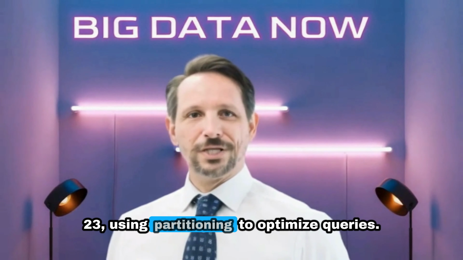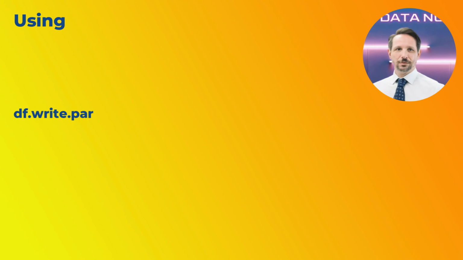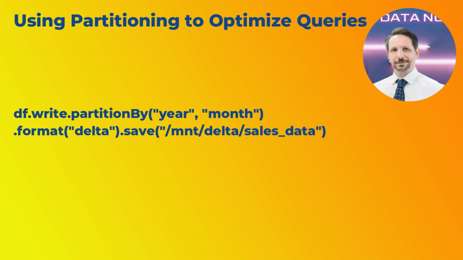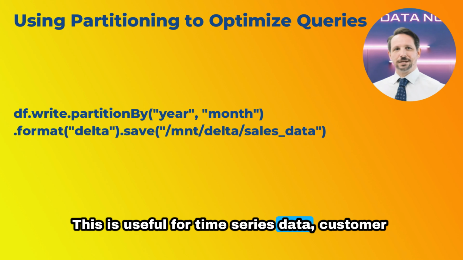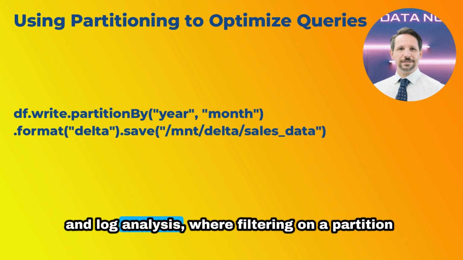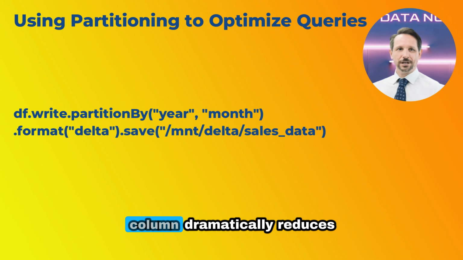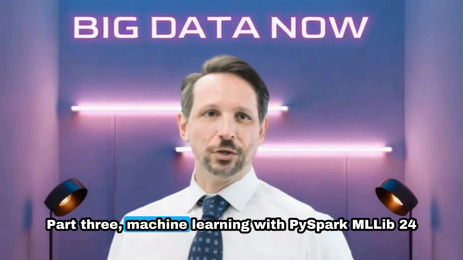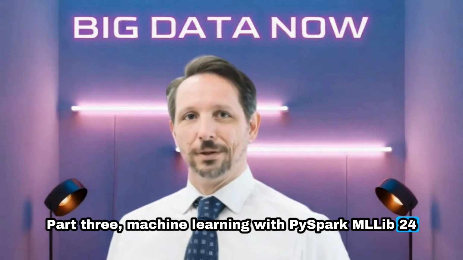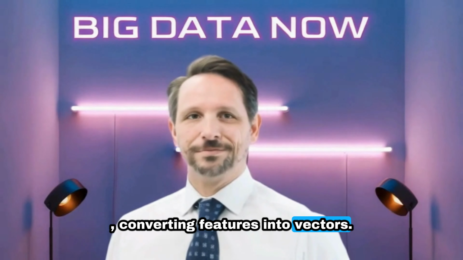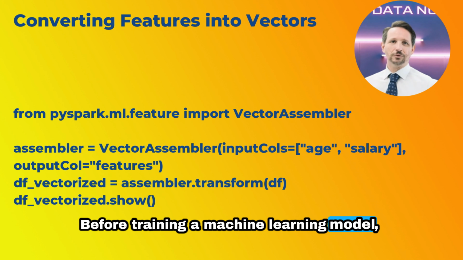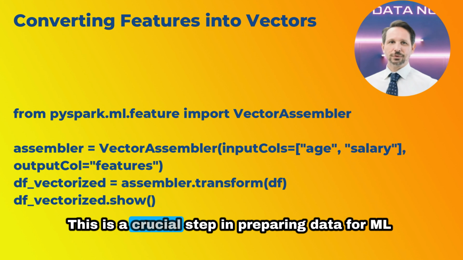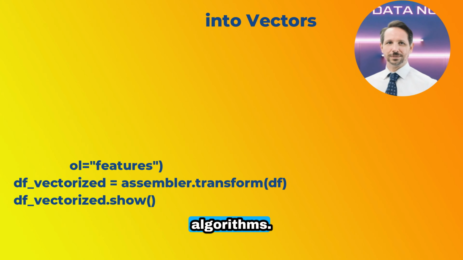23. Using partitioning to optimize queries. Partitioning physically separates data into folders, making queries more efficient. This is useful for time series data, customer segmentation, and log analysis, where filtering on a partitioned column dramatically reduces scan times. Part 3. Machine learning with PySpark MLlib. 24. Converting features into vectors. Before training a machine learning model, numerical features must be combined into a single vector column. This is a crucial step in preparing data for ML algorithms.